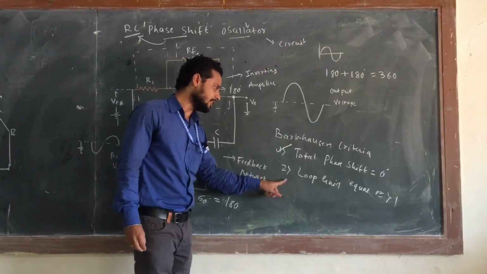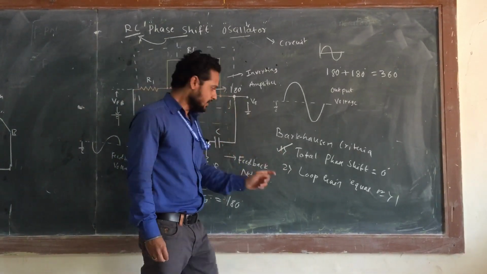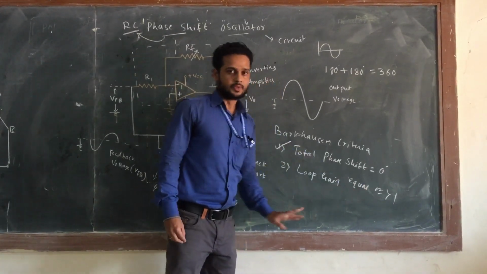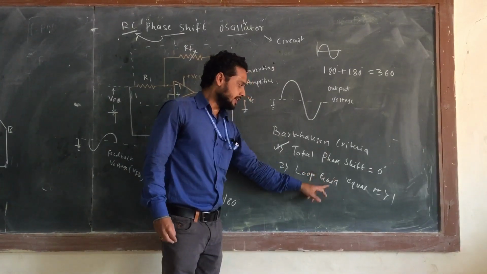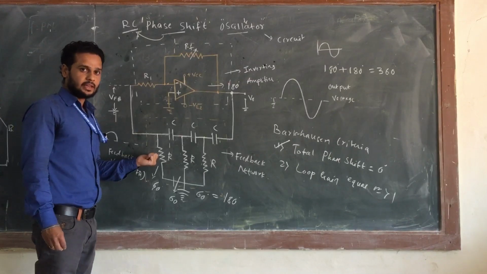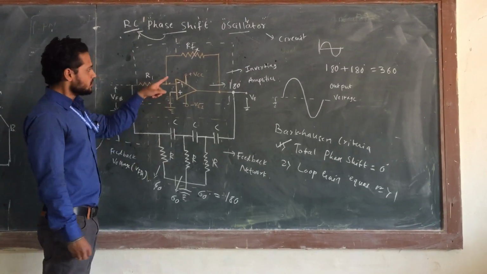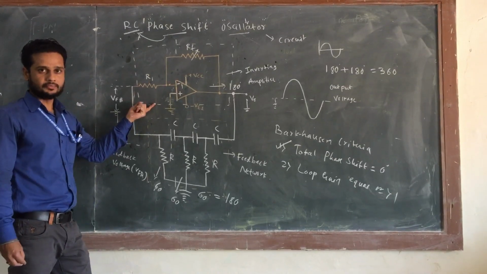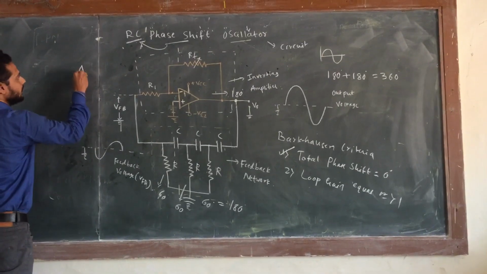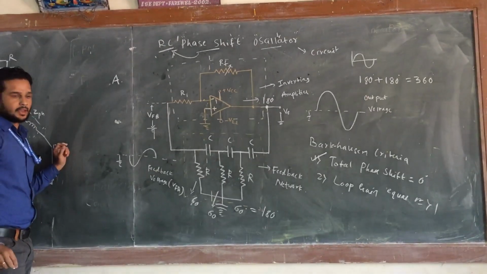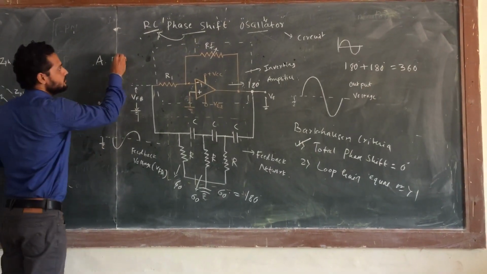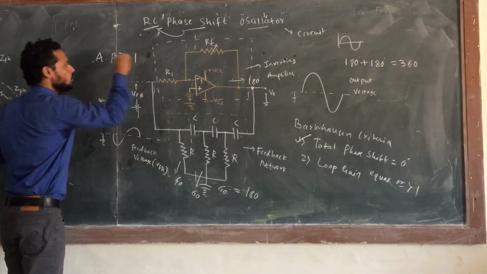Now let us check whether the second condition will be satisfied or not. The loop gain around the circuit must be equal to or greater than 1. The gain associated with this loop: basically we have two gains here. The first one is the amplifier gain, which is denoted as A, and the second is the feedback gain, which is denoted as beta. So A times beta must be greater than or equal to 1.